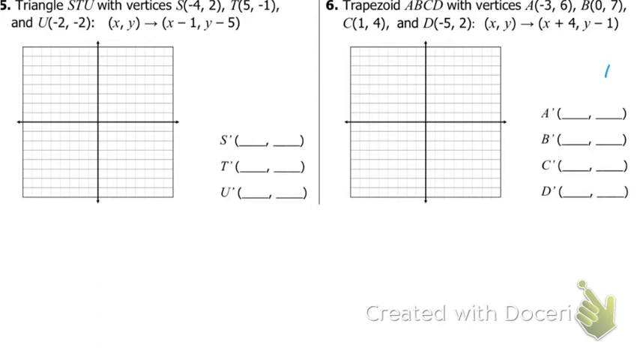So, first thing is to plot this. Negative 3, comma 6 for A. B is at 0, comma 7. C is at 1, comma 4. And D is at negative 5, comma 2.